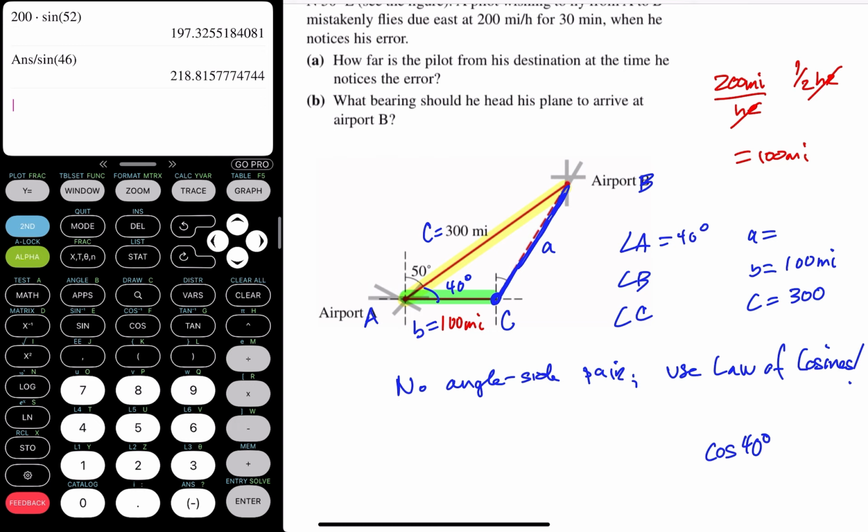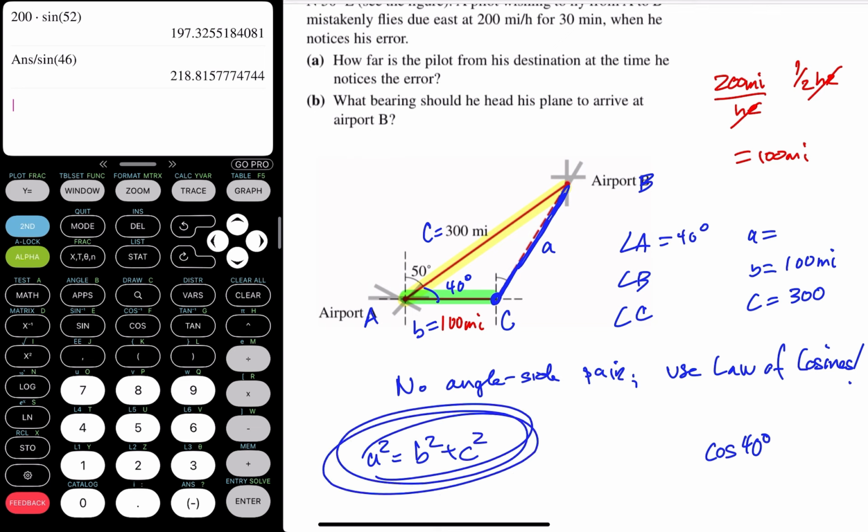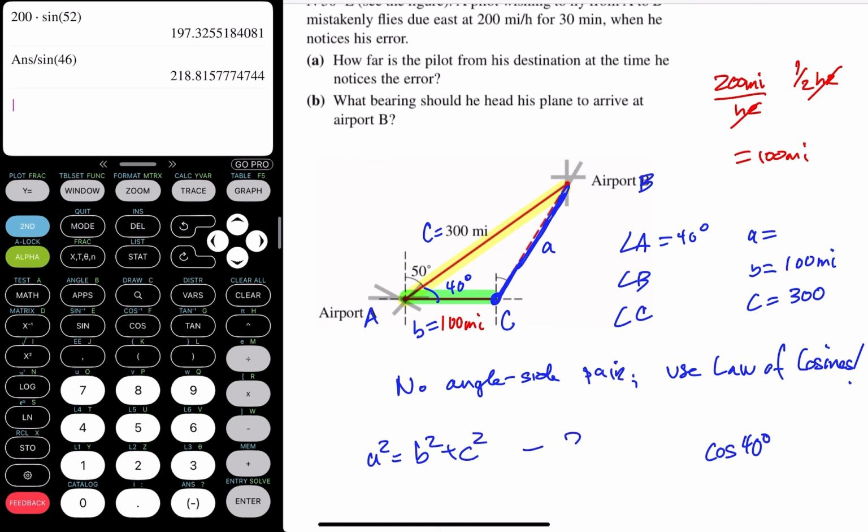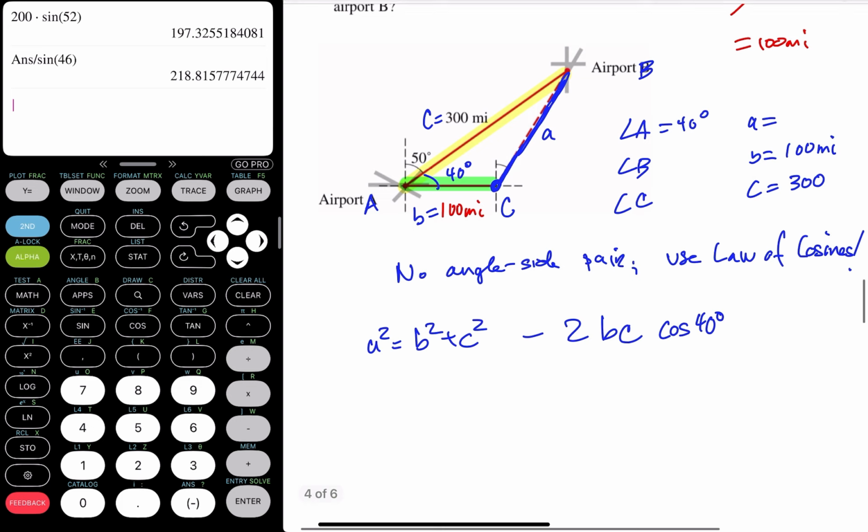I'm going to put a over here, and I'm going to do b squared plus c squared. That would be correct if it was a right triangle, but it's not. So I do minus 2bc because it is not a right triangle. So if I do the cosine of 40 over here, b is 100, c is 300, and there's a 2 here.